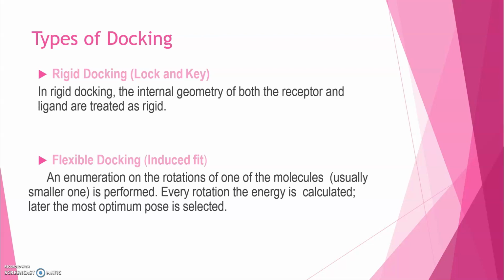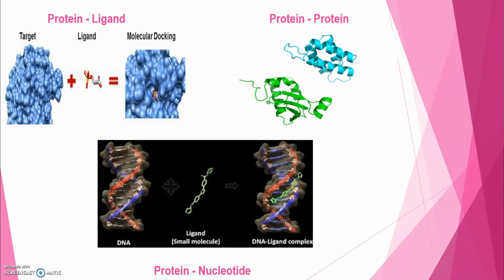Every rotation the energy is calculated and later the most optimum pose is selected. So it can again be of three types: protein-ligand, protein-protein and protein-nucleotide. When it is a protein-ligand type of molecular docking, the ligand is going to bind with the target and produce a complex. When it is protein-protein, two proteins are going to bind with each other. When it is a protein-nucleotide docking, the ligand, that is the small molecule, is going to bind with the DNA and form a ligand-DNA complex.